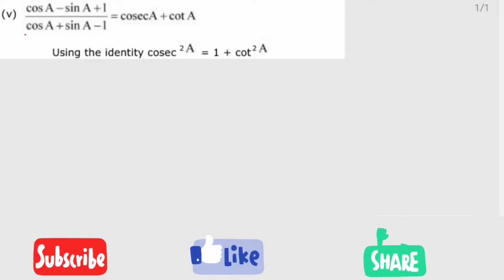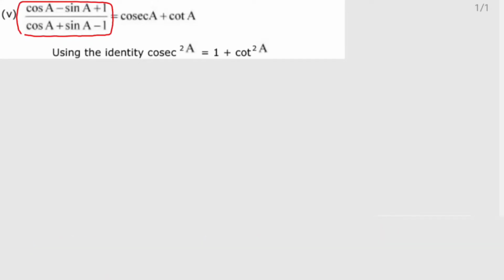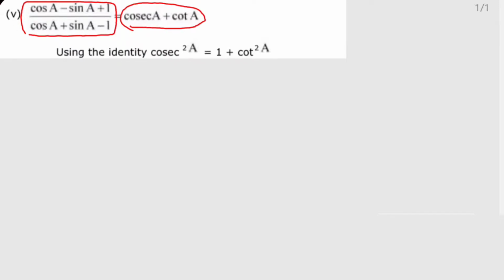So what is our LHS? See here, (cos A minus sin A plus 1) divided by (cos A plus sin A minus 1). So it is our LHS. Using this expression we want to prove the RHS. The RHS is cosec A plus cot A. So let me solve here on the LHS.